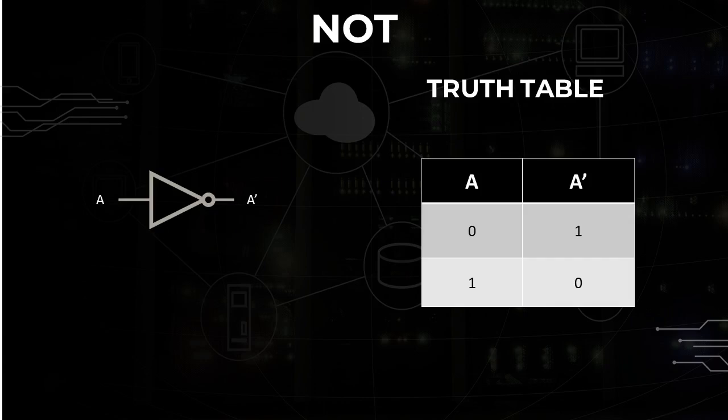Next, we will see how the NOT gate works. An inverter or NOT gate is one that outputs the opposite state of what is input. It has only one input and one output. If you provide an input signal of 0, the output will be 1, and if you provide an input signal of 1, the output will be 0.